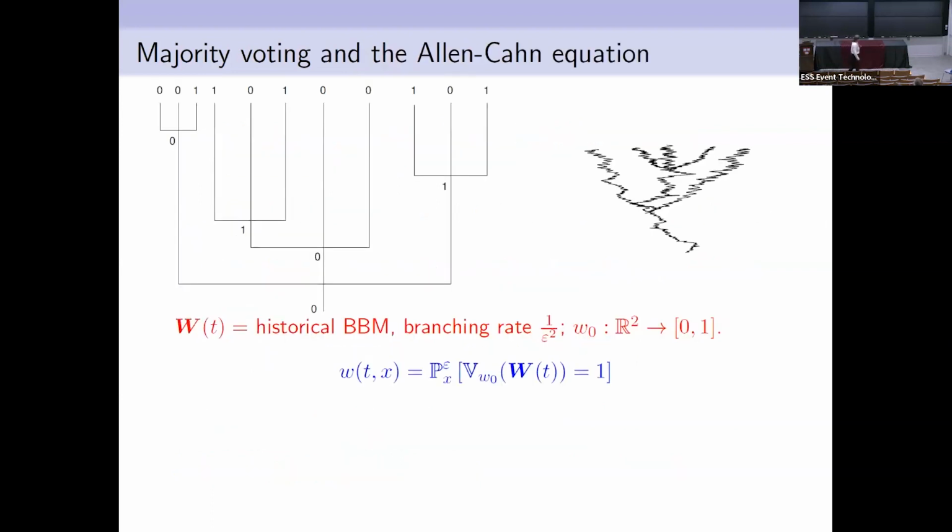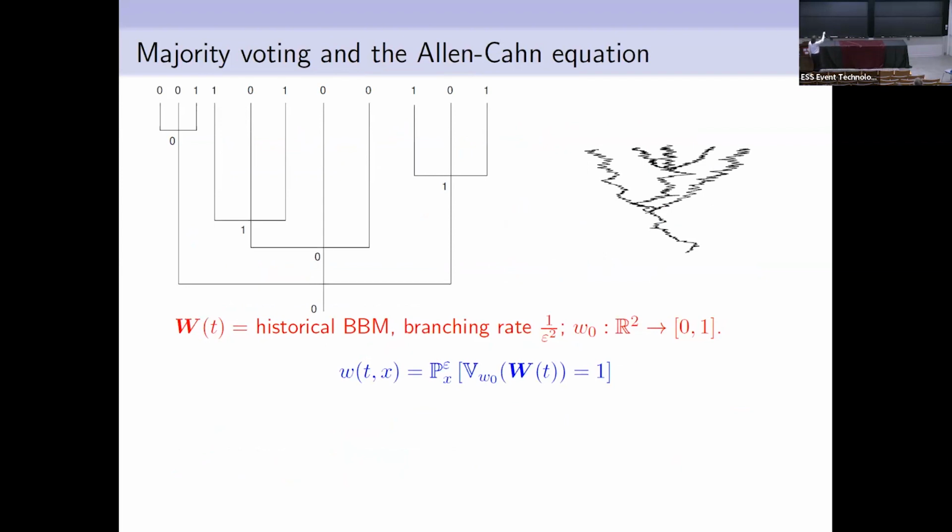So a picture speaks 1,000 words. This is just to remind us that all these lines are actually following Brownian motions. And at each of these leaves, I've done what I said I'd do. I've evaluated the initial condition at the point where that leaf is in space. I've flipped a coin whose probability of coming up heads is determined by the value of my initial condition at that point. And I've assigned 0s and 1s accordingly. And they're independent at each leaf.